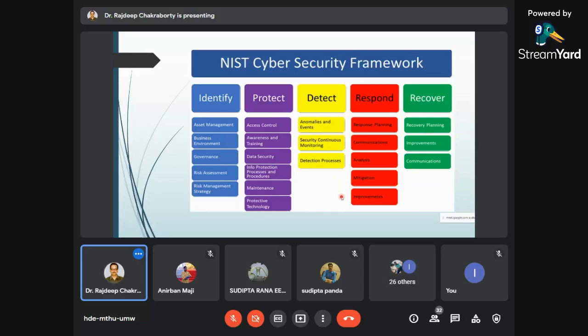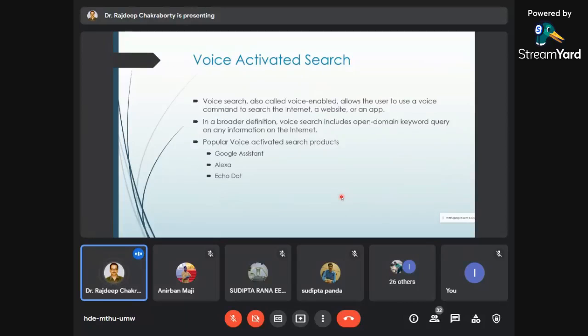Another important technology that comes up is voice activated search. You perhaps know voice activated search. These are the products. By definition, voice search is voice enabled, which allows the user to use a voice command to search the internet, a web or a website or an app. These are all popularly known products: Google Assistant, Alexa, Echo Dot.